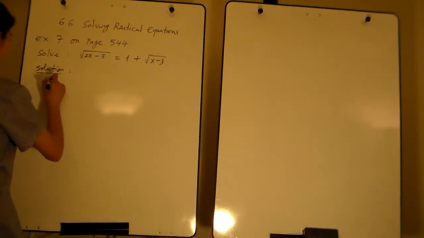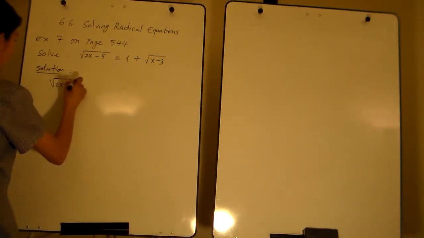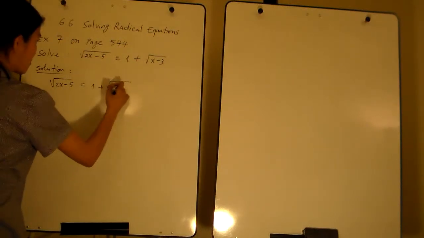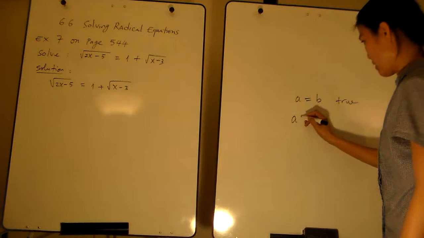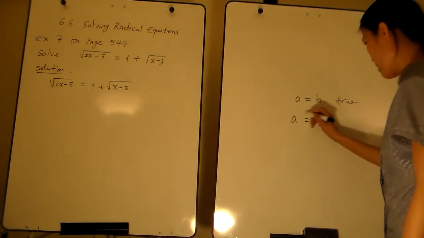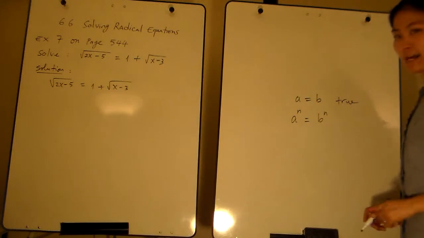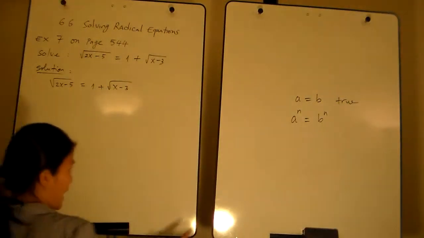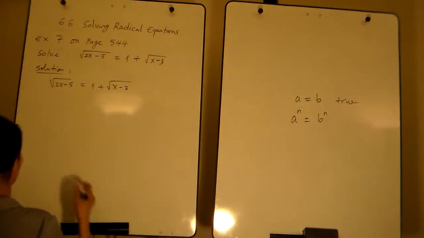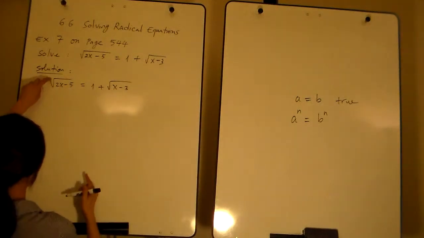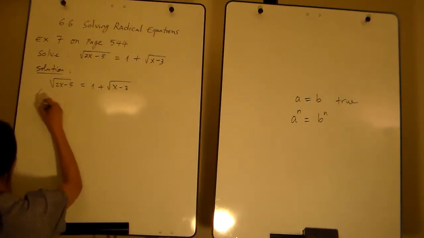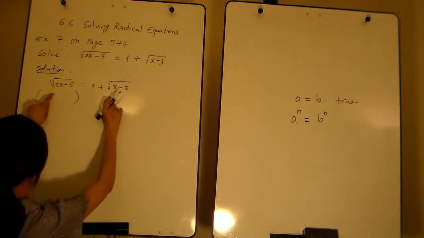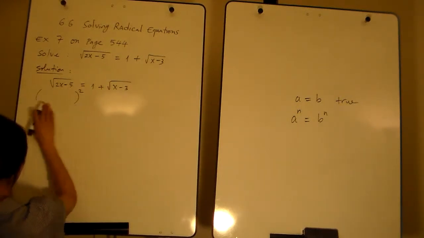So we're given the square root of 2x minus 5 equal to 1 plus the square root of x minus 3. I will use the principle of powers that says if the equation A equals B is true, you can raise both sides to the n power, and the left hand side still equals the right hand side. So n is the exponent, some natural number. I will select that based on the index of the radical. The reason is that we want to remove the radical. Because the index of these two radicals is 2, I'll select 2, okay?